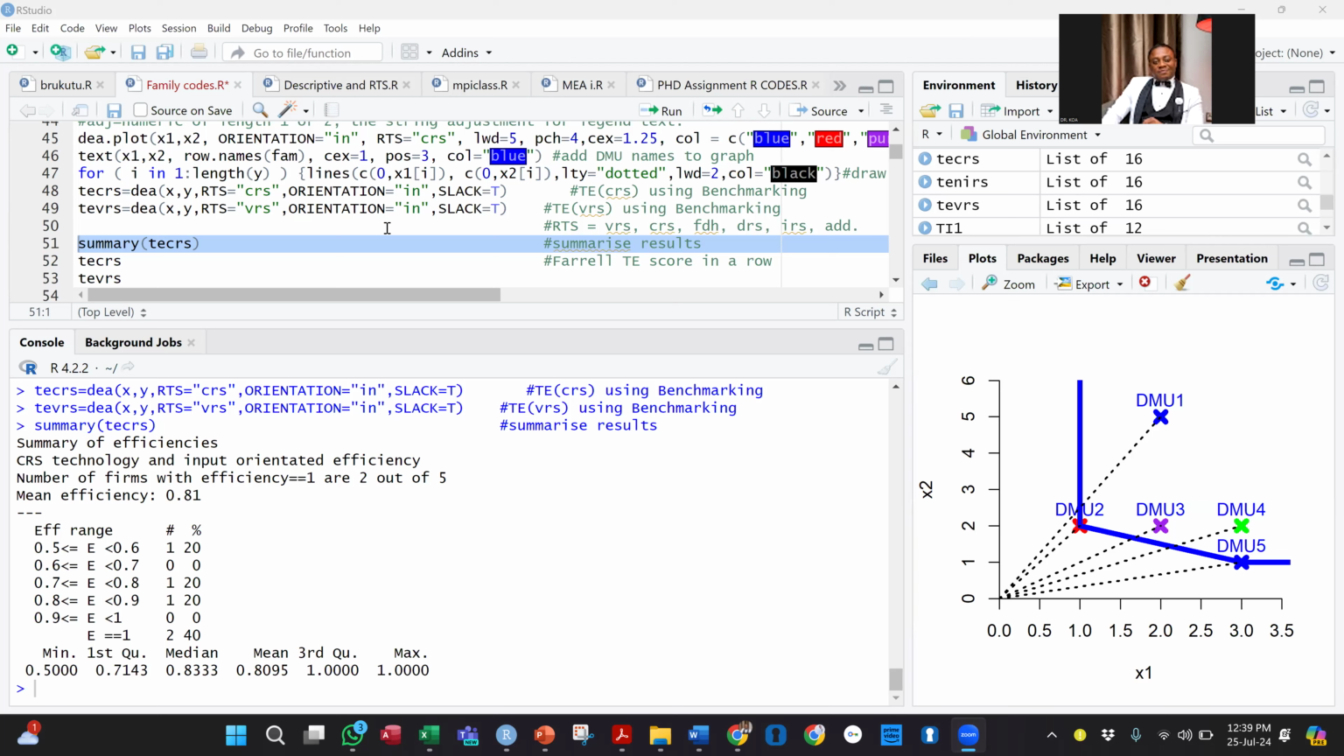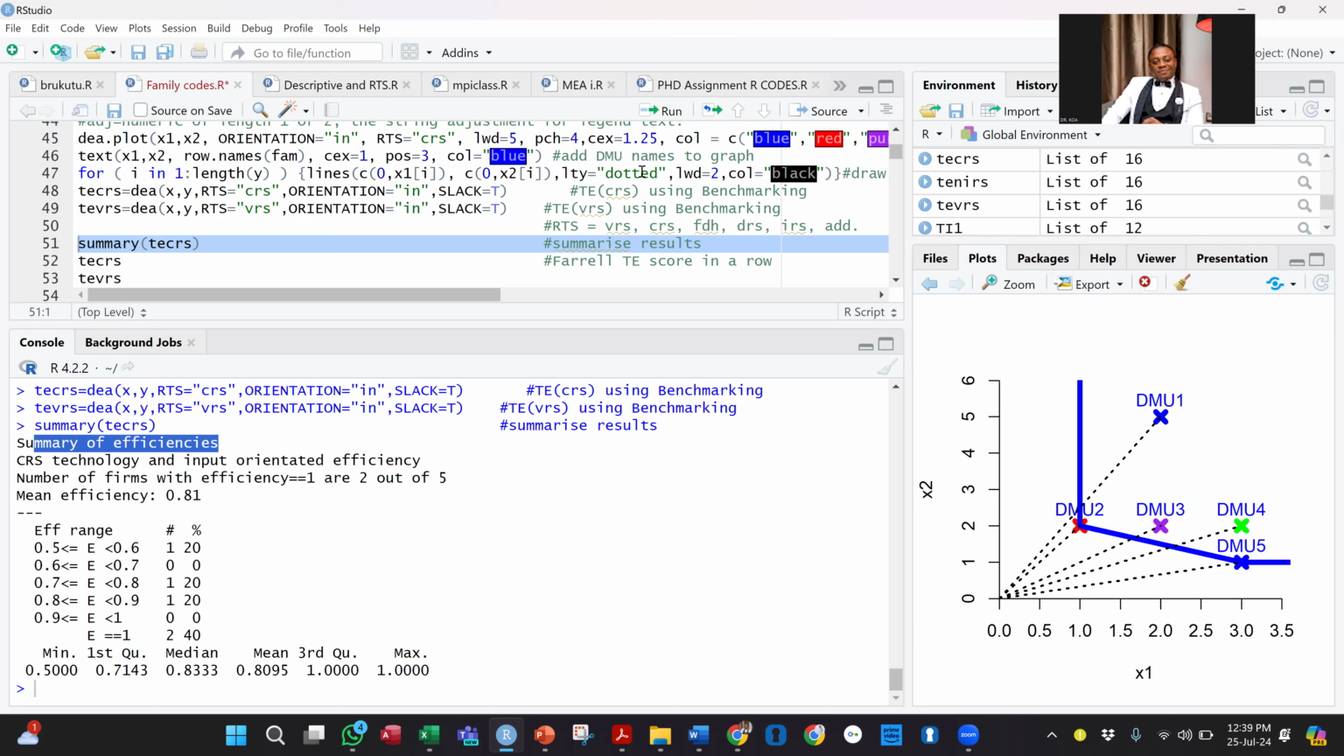So you can see that the slack is true, which means that you're telling it that if there are slacks, we would like to see it. In other words, allow us to calculate the slacks. So you do that, and then you look at a summary. The summary says, summary of efficiencies, constant returns to scale technology is being used. This is input orientation. That is also being used.